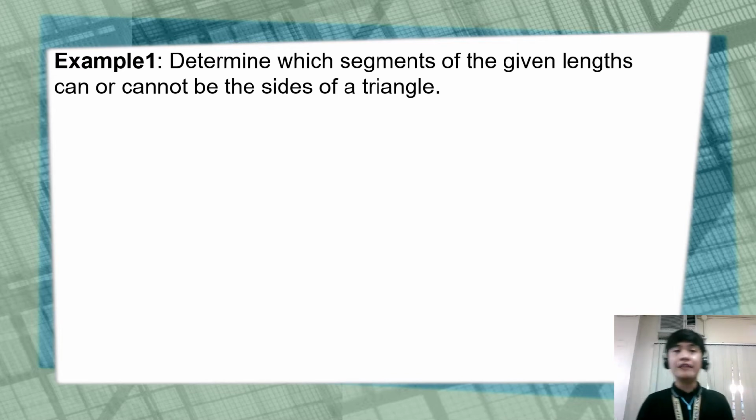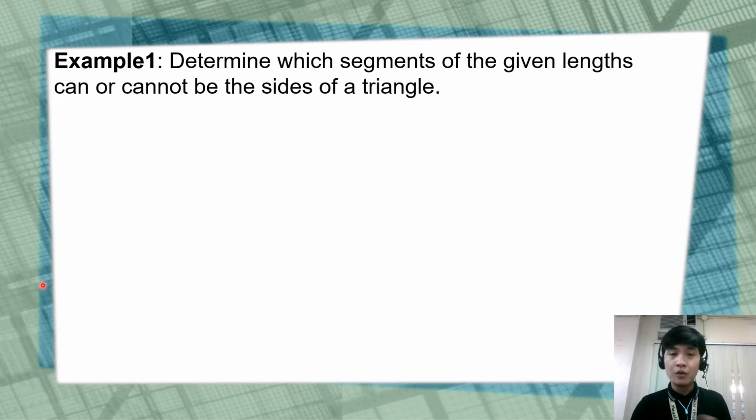Okay, so para mas maintindihan natin yung triangle inequality theorem na diniscuss natin kanina, ilagay natin sa example. So mag-perform tayo ng isang example. Our example number 1: determine which segments of the given lengths can or cannot be the sides of a triangle. So kung babalikan natin yung triangle inequality theorem a while ago, para ang tatlong sukat ay makabuo ng triangle, the sum of any of its two sides should always be greater than the measurement of its third side.